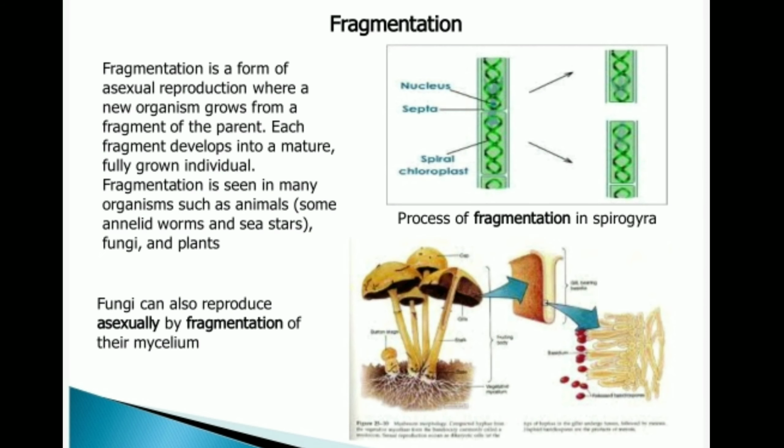The next process is fragmentation. Fragmentation is a form of asexual reproduction where a new organism grows from a fragment of the parent. Each fragment develops into a mature, fully grown individual afterwards. It is seen in many organisms such as animals like annelid worms and sea stars. Fungi and plants also show fragmentation. Fungi can also reproduce asexually by fragmentation of their mycelium. You can go through the diagrams. You can see the growth of a full-fledged fungus.